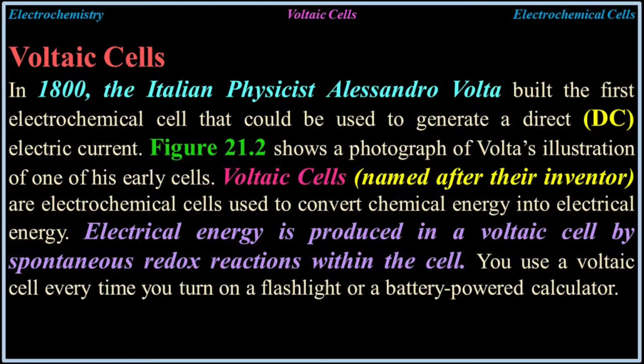Voltaic cells. In 1800, the Italian physicist Alessandro Volta built the first electrochemical cell that could be used to generate direct electrical current. Figure 21.2 shows a photograph of Volta's illustration of one of his early cells. Voltaic cells, named after their inventor, are electrochemical cells used to convert chemical energy into electrical energy. Electrical energy is produced in a voltaic cell by spontaneous redox reactions within the cell. You use a voltaic cell every time you turn on a flashlight or a battery-powered calculator.